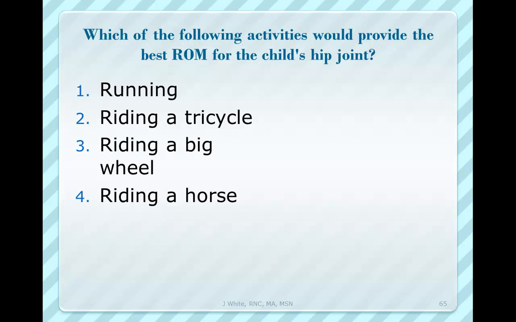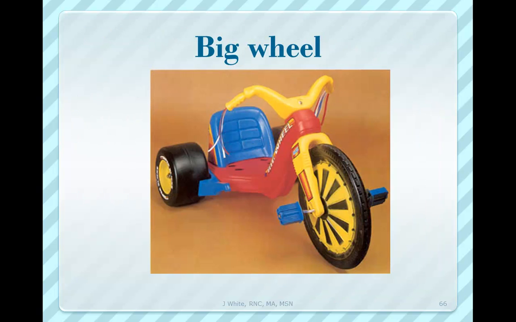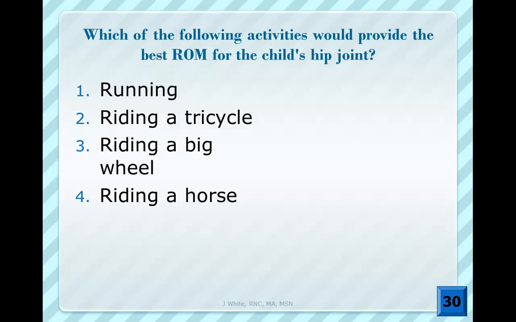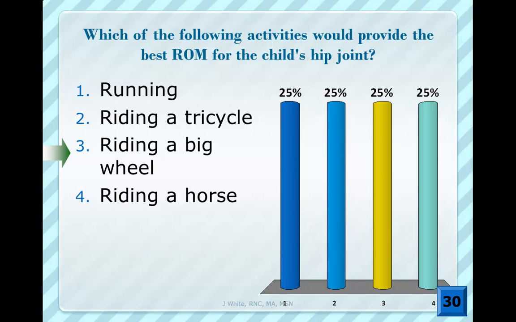Without knowing anything else, one is running and the rest are riding. So I'm betting it's going to be one of the riding. We've already mentioned that running is hard on the joints. It's the weight bearing and it's much more damaging. Some of you may not know what a big wheel looks like, but that's a big wheel right there. And how does that differ from a tricycle? Okay, because the right answer here is riding a big wheel.